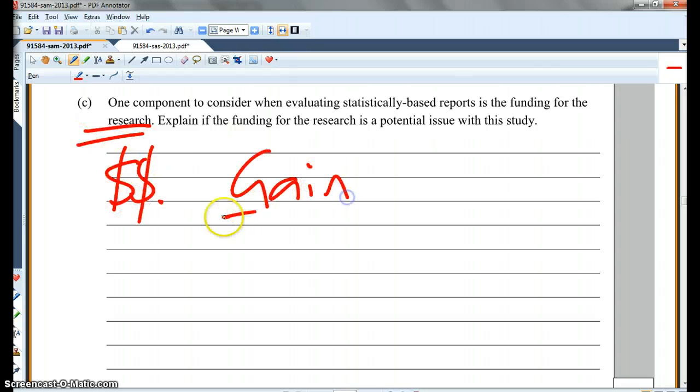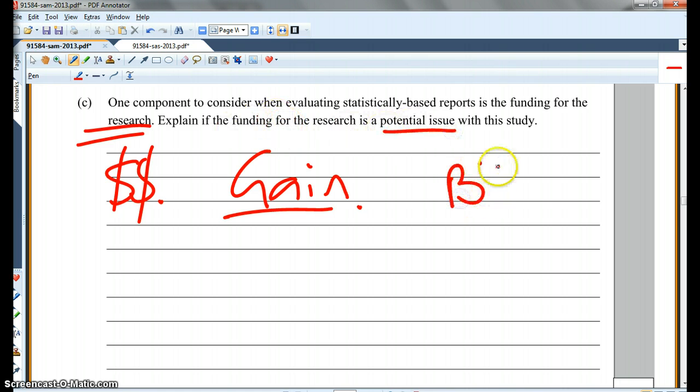Okay, carrying on with the sample paper, I don't want to take too long about it, so I just want to give you some hints. For the C business, one component to consider when evaluating statistical based reports is the funding for the research. What we're looking at here is what someone has to gain from this. What's their hidden agenda? Or not so hidden agenda. Explain if funding for the research is a potential issue.